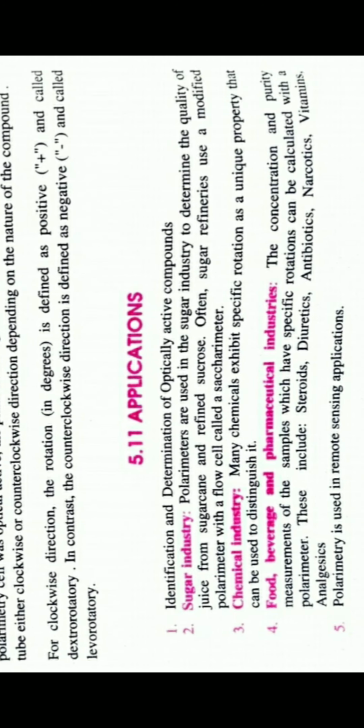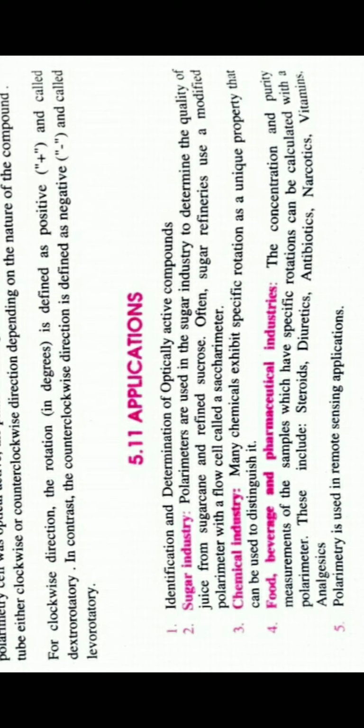Now the applications of this. First is identification and determination of optically active compounds. By this we can identify whether the compound is optically active or not. Second, these are used in the sugar industries. The polarimeter is used in sugar industries to determine the quality of juice from the sugar cane. It is used to check the quality of juice from the sugar cane and refined sucrose.